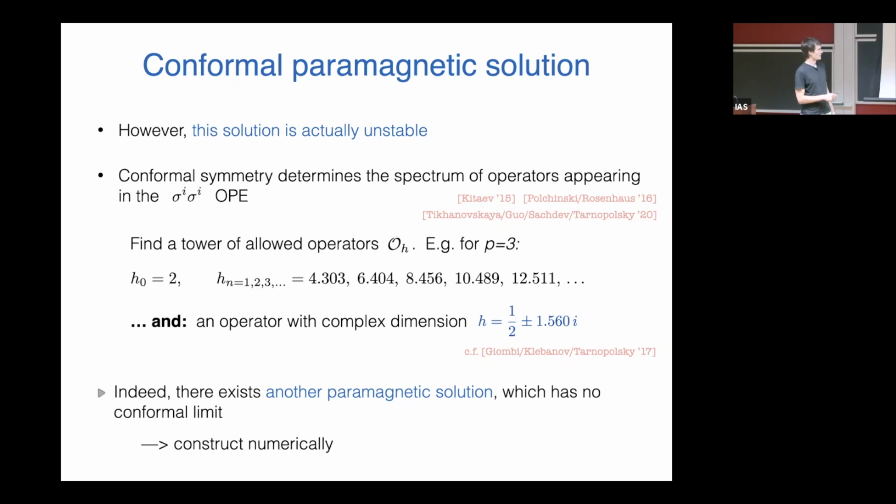The lowest one is this h equals 2 mode, which is analogous to the universal contribution of the stress tensor. And then you have these higher modes. But in addition, you find an operator with complex dimension. This kind of operator shows up in this spectrum, and that's one indication that this solution is unstable. Indeed, the physical solution to these replica symmetric equations is a different one, as Subir says, which has a gap and so on.